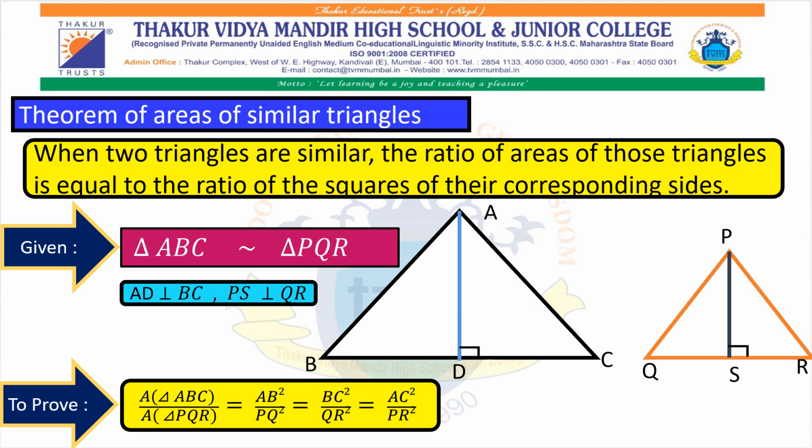So the corresponding side for AB is PQ, so it is AB square upon PQ square, which is also equal to BC square upon QR square, is equal to AC square upon PR square. So this is your given and to prove. Now let us prove this theorem.